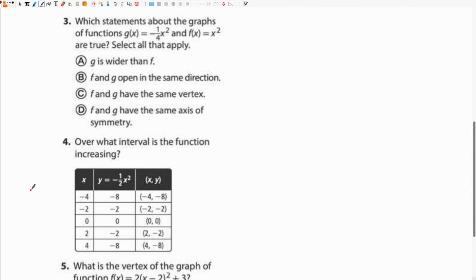Give me one, Dane. A, g is wider than f. Everybody agree? Because it compresses it. That fraction squishes it down and compresses it, makes it wider. So there we go. A is one of them.